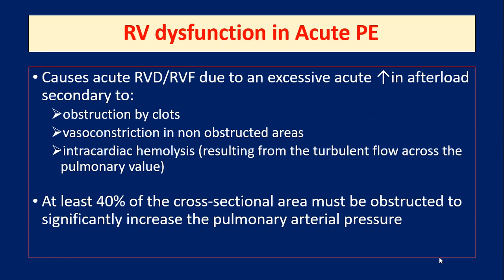What happens in acute pulmonary embolism? It causes acute right ventricular dysfunction or right ventricular failure due to an excessive acute increase in the afterload, which is secondary to obstruction of the pulmonary vasculature by the clots, constriction of the non-obstructed area, and intracardiac hemolysis resulting from the turbulent flow across the pulmonary valve. So these three phenomena are happening here. At least 40% of the cross-sectional area must be obstructed to significantly increase the pulmonary arterial pressure.